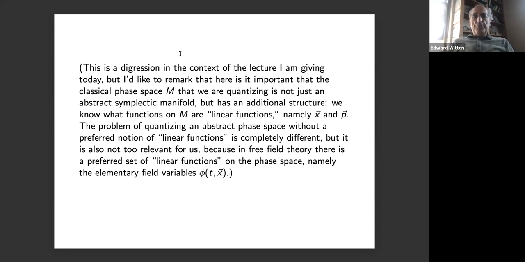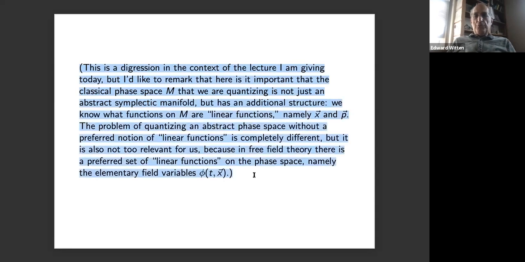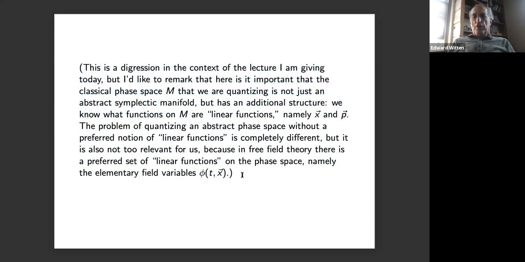So there's a completely different problem of quantizing an abstract classical phase space, but it's not relevant today, and I won't tell you anything about that problem.